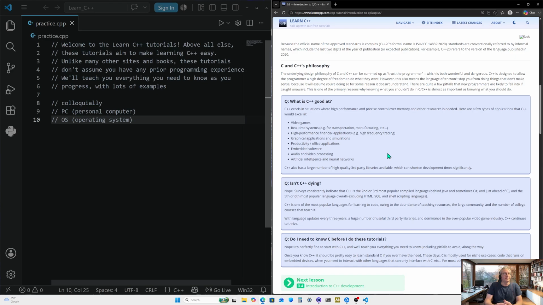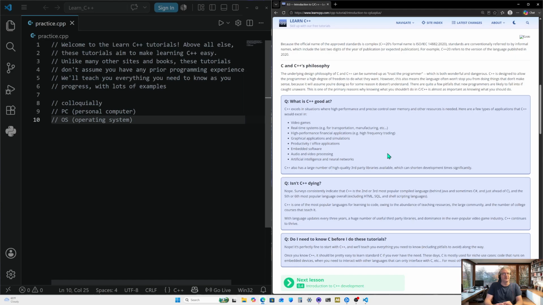Moving on, because the official name of the approved standard in C++ 20's formal name is ISO or IEC. I don't know what either one of those are. And then we got a number right there. I'm not sure what that is. The standard is conventionally referred to by its formal names, which include the last two digits of the year published.